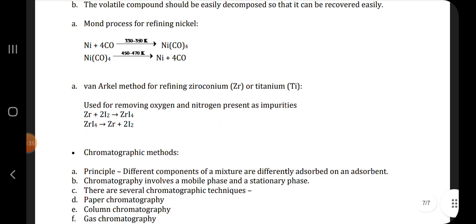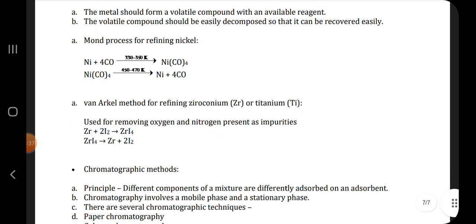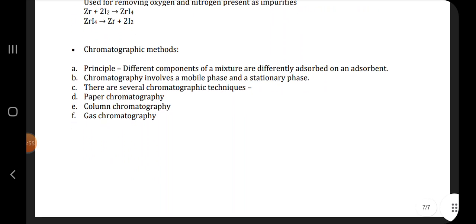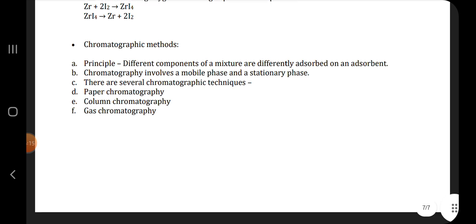Then vapor phase refining. The requirement is that the metal should form a volatile compound with the available reagent, and the volatile compound should be easily decomposed so that the metal can be recovered easily. Then the Van Arkel method for refining zirconium or titanium. It is used to remove oxygen and nitrogen present as impurities. Then chromatographic methods. The principle is that the different components of a mixture are differently adsorbed on an adsorbent. Chromatography involves a mobile phase and a stationary phase. There are several chromatography techniques like paper chromatography, column chromatography and gas chromatography.